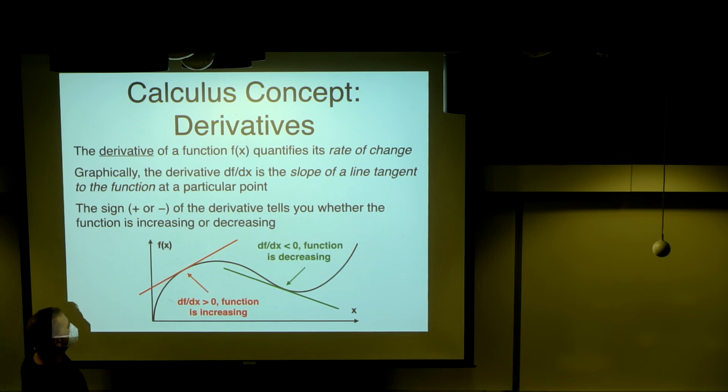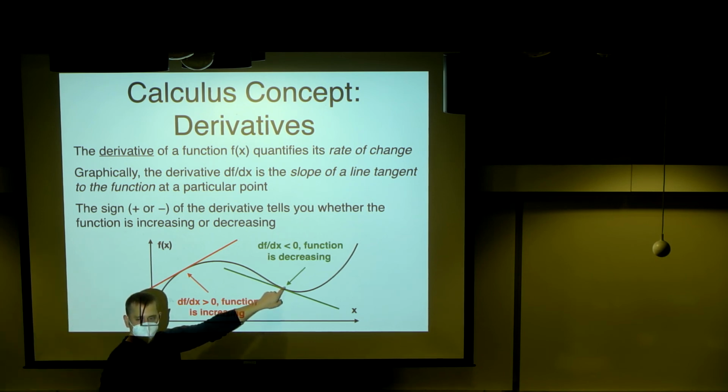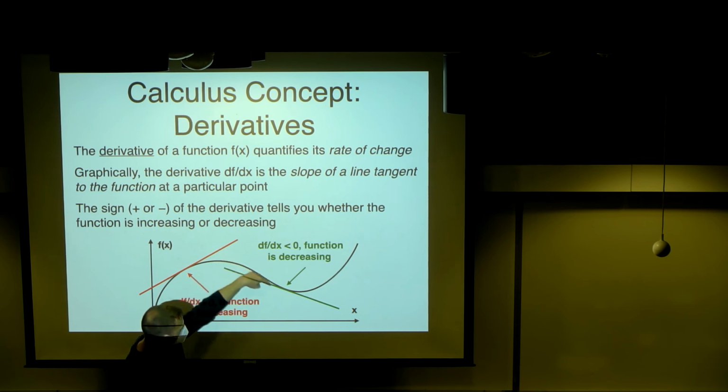So here we say the derivative, df dx, is positive because that tangent line has a positive slope to it, right? That's what that means. And what that tells you is the function is increasing. So if you go from here to here, you see the function is increasing in terms of the value that it puts out, right? But let's say we pick another point, let's say over here. Again, draw the tangent line to that point.